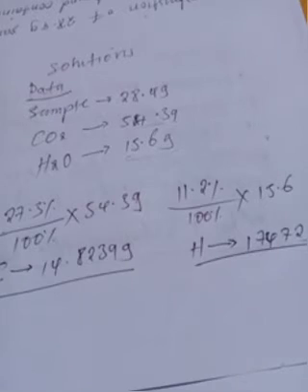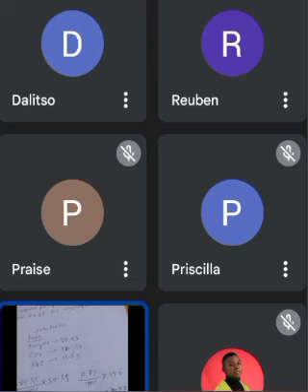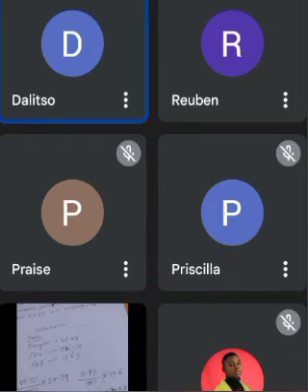Now we have two different masses. What did I say about the issue of oxygen? How are we going to find the mass of oxygen at this moment? Quickly. Total mass of the sample minus the total mass of hydrogen and carbon.